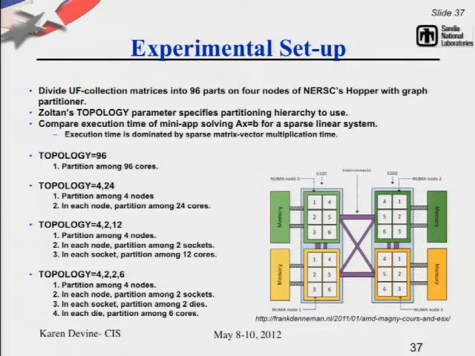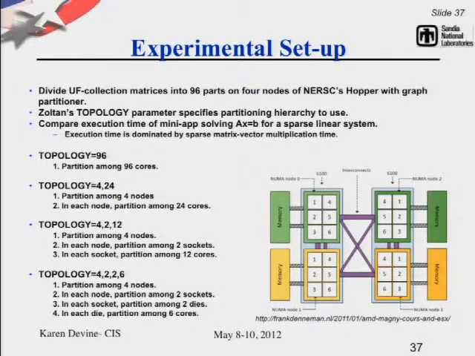If you just say topology equals 96, that means we have a flat model: 96 cores and you know nothing about how they're connected at all. But you could say topology equals, and this is a list, right? So 4, 24 means that you first have 4 nodes, and within each node you again have 24 cores. So what Zoltan will do is first partition into 4, for the nodes, and then within each node you can partition for the cores.